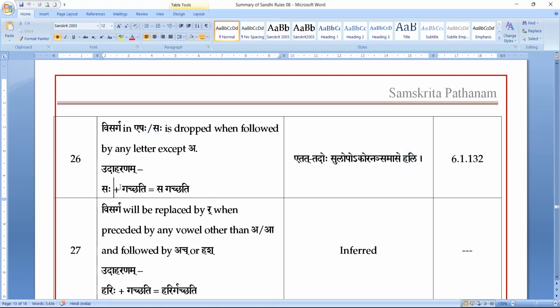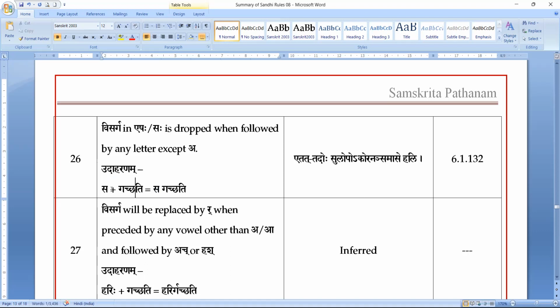You see the example now. Saha gacchati. Here the visarga has come in the place of what? In the place of Su, the Pratama Vibhakti Ekavachana Pratyaya. That su will drop when, in the context of Sandhi, it is followed by a hal, a consonant. That is what is written here: Etat tadoho su lopaha. Before becoming a visarga, it is dropped. That's how sagacchati comes. Understand?